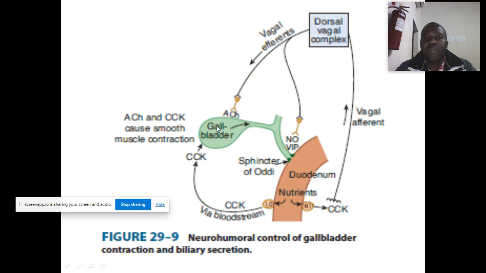This is our gallbladder. A chemical that secretes it is acetylcholine. It's a neurotransmitter released by the vagus nerve at the terminal end. So parasympathetic stimulation causes the contraction of the gallbladder. At the same time, nitric oxide and vasoactive intestinal peptide, we know these are neurotransmitters, they cause what? Relaxation of the sphincter of Oddi.